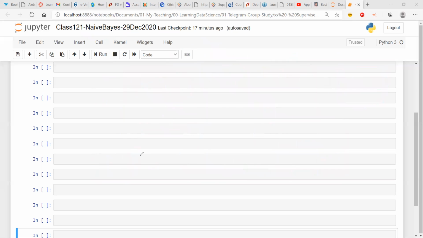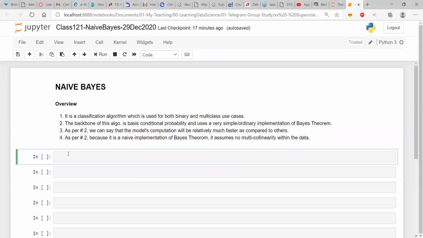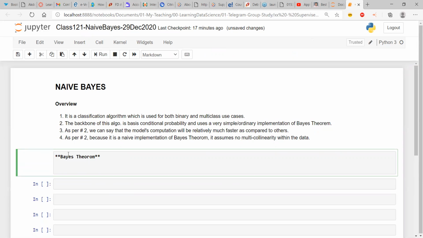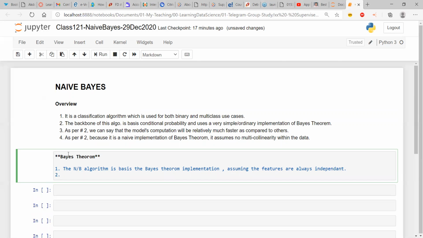If I take an example, that will be clear. But before I take an example, let me just write this down, my Bayes theorem. I'm going to convert this cell into a notebook note. The naive Bayes algorithm is basically the Bayes theorem implementation, assuming the features are always independent, entirely independent of each other.